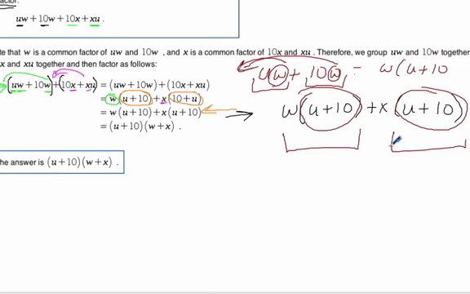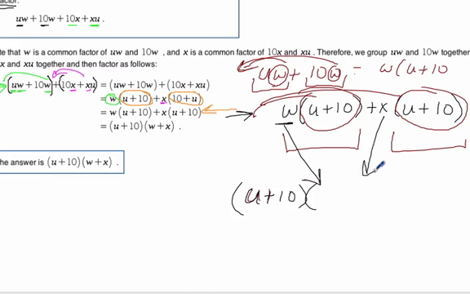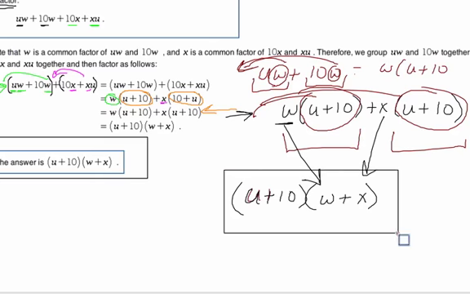Well, in this case, we're going to pull the u plus 10 out. So we're going to say u plus 10 times what? Well, it's times a w in the first term and then x in the second term. So we have a w plus x. And what do you know? We factored it, because remember, when we factor something, it looks like this.